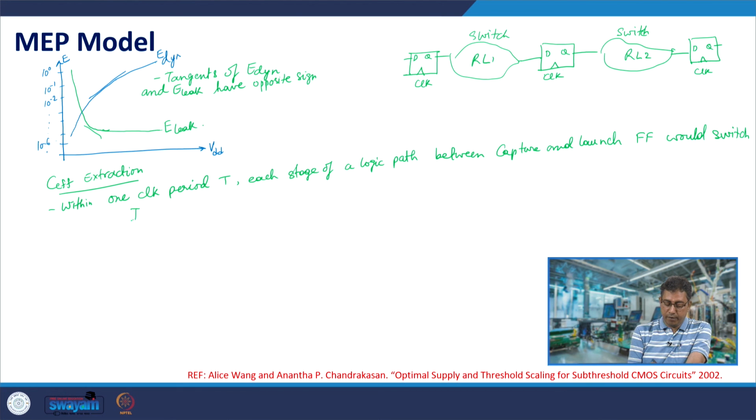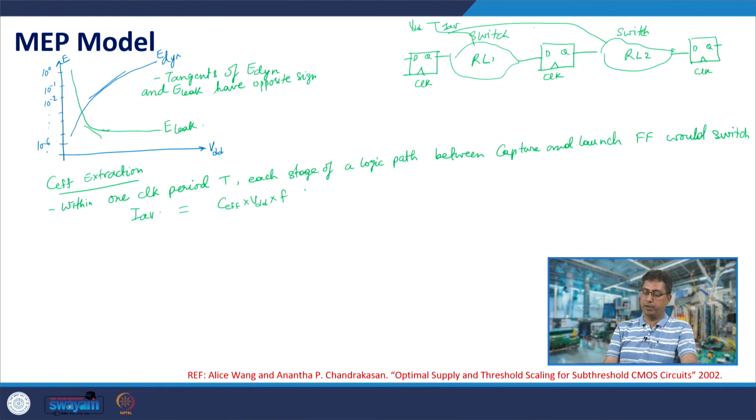Therefore, you can say that if you measure average current flowing through, suppose there is this power supply, the average current that is supplied to these logic paths would be equal to the total capacitance into VDD, since it is charged to VDD and again discharged. At what frequency? At frequency f, the frequency of operation. So, this is the average current. So, the effective capacitance is measured as average current divided by VDD into frequency.